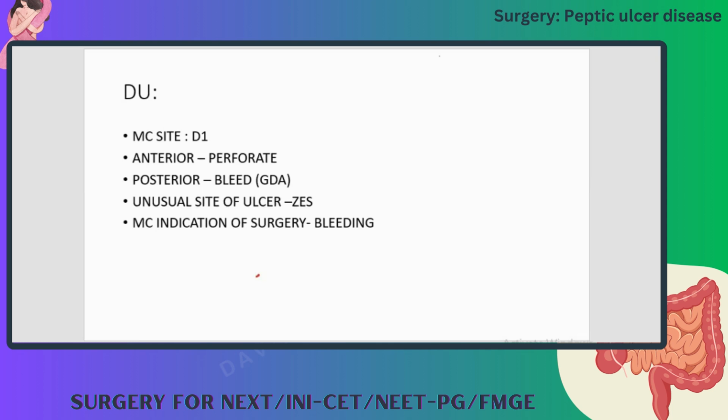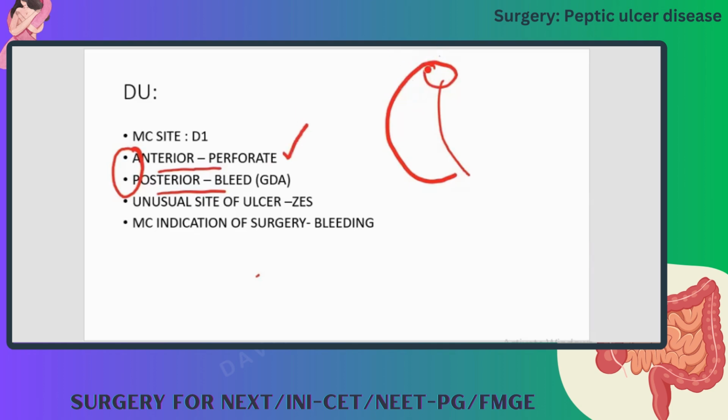So why does this happen? Why do anterior ulcers perforate and posterior ulcers bleed? Two reasons are there. One is, this is the duodenum here. The anterior surface is open, there is no covering over it, and there is no vessel running over it. So if an ulcer deepens, it just perforates. An anterior ulcer will perforate.